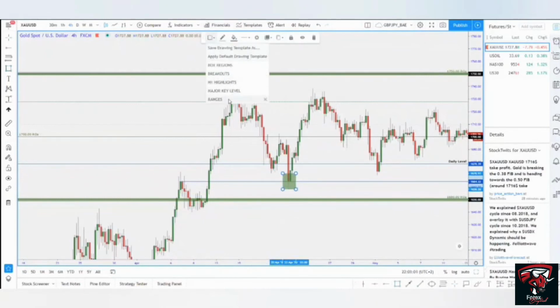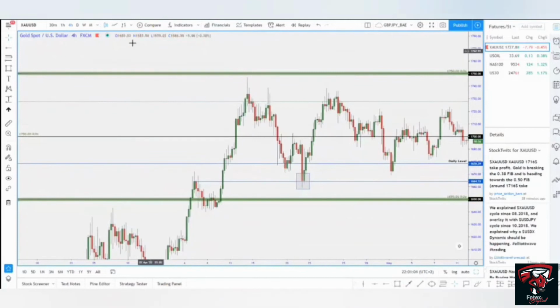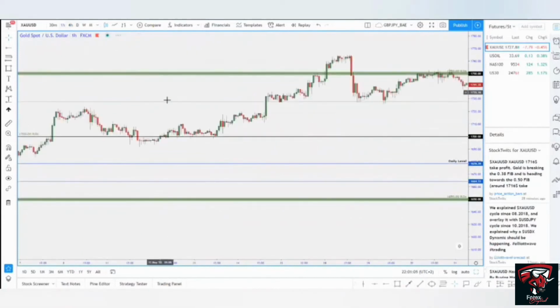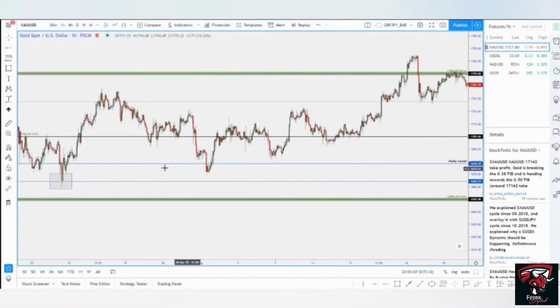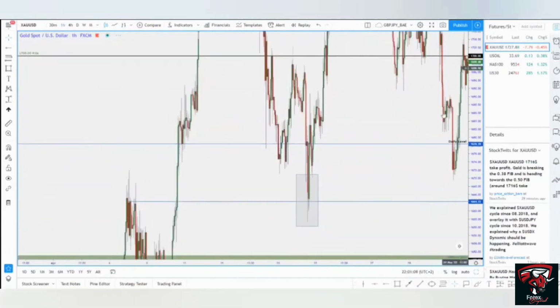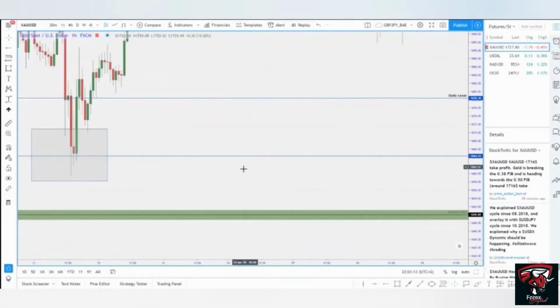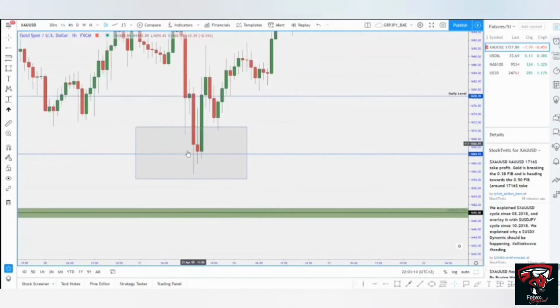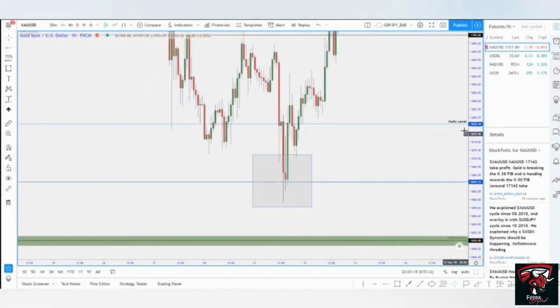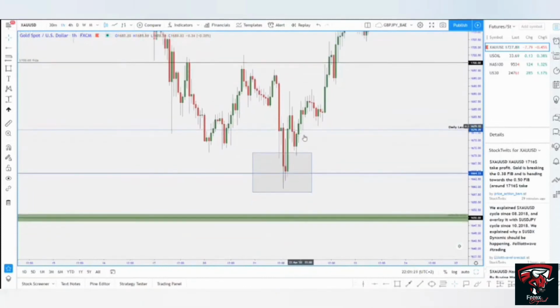Let me just use this box. So let's go to the H1 to understand how this level would have been a beautiful level of entry. Look at that. This was absolutely phenomenal. You would have gotten beautiful entries over there. Even on this level as well, you would have gotten clean entries going up.